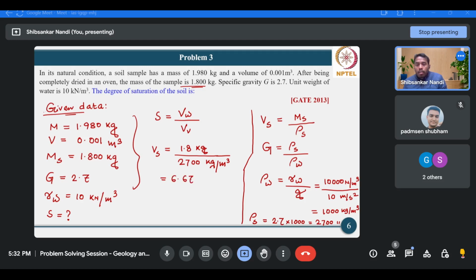It will be 6.67 into 10 to the power minus 4 meter cube. Okay, now we know Vs, so we can calculate the value of Vb. How we can calculate the value of Vb? So Vb will be simply V minus Vs.